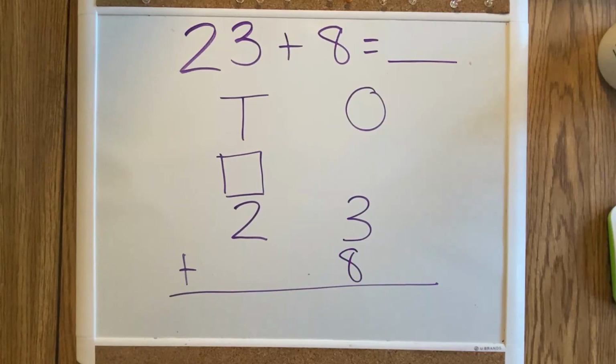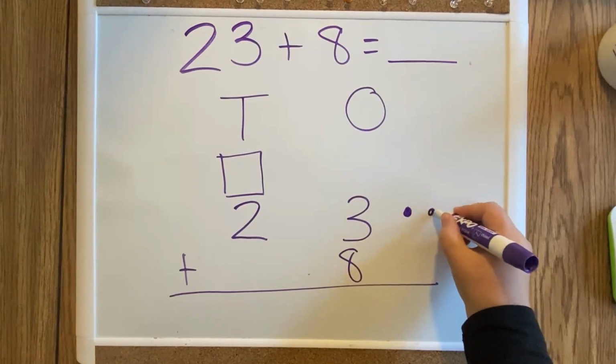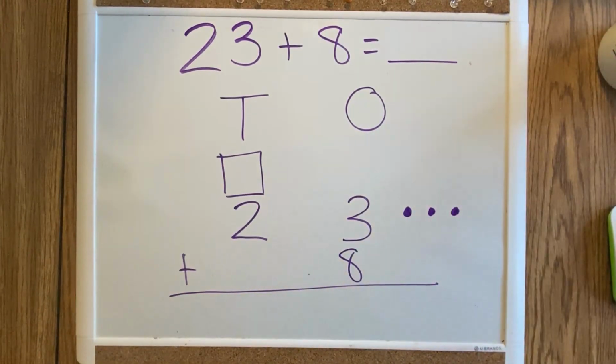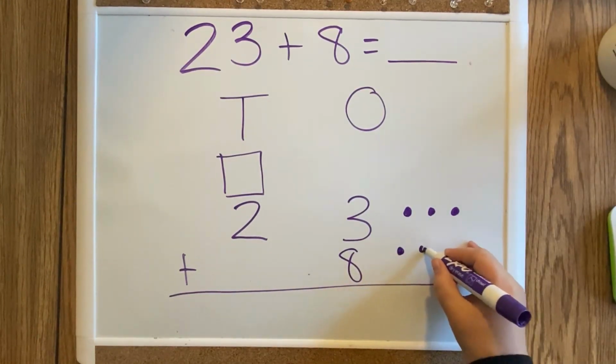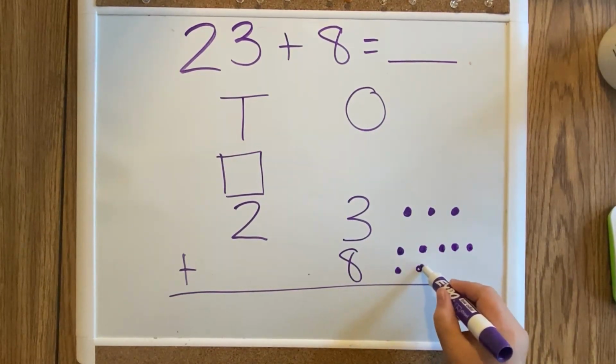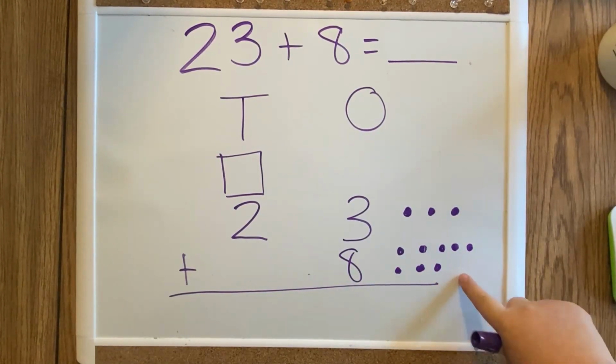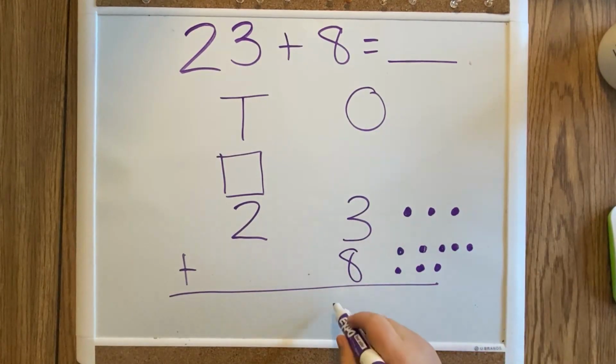All right, where do we always start? That's right, in the ones. So we're going to draw 3 ones. We're also going to draw 8 ones. Those are the two numbers that we're adding. When I add 3 plus 8, I get a total of 11. I like to start with the bigger number, so this is 8, 9, 10, 11.